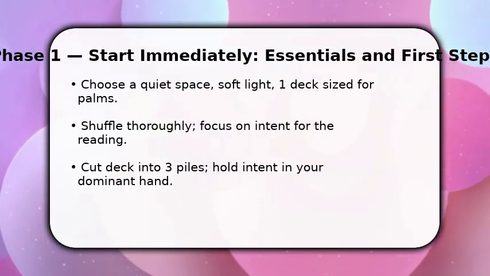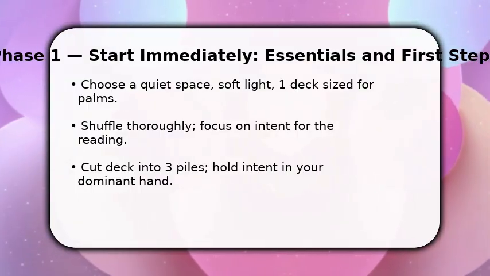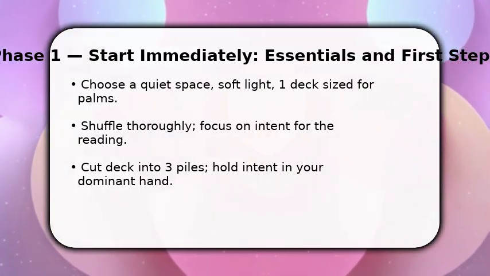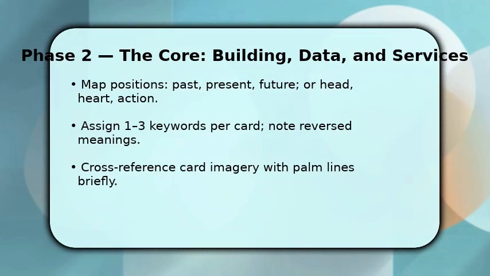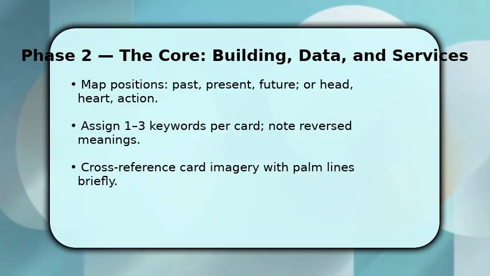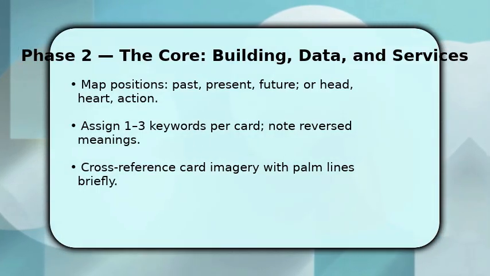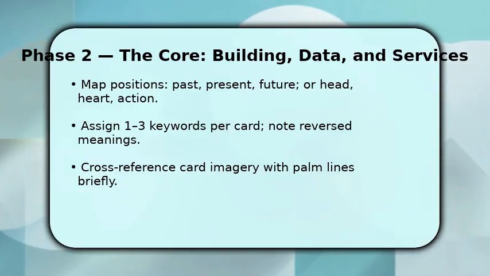Now deal the first card onto the palm card position. Treat this as the initial imprint, and read its image and keywords, allowed to anchor interpretation. Once done with the first card, continue dealing cards into a fixed sequence. Assign each position a clear role: past, present, future. Then name 1 to 3 keywords for each card to keep focus.